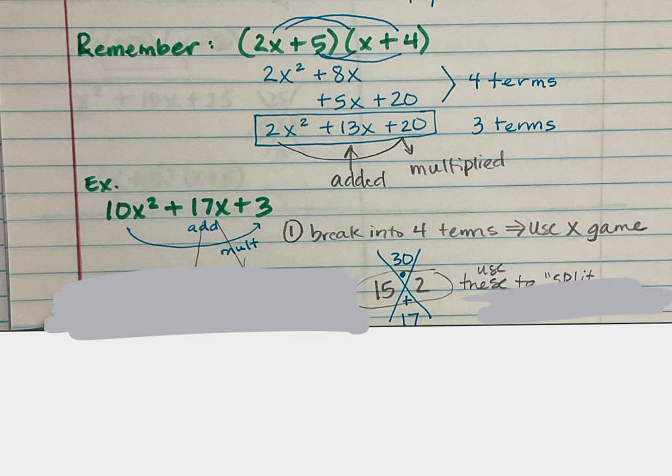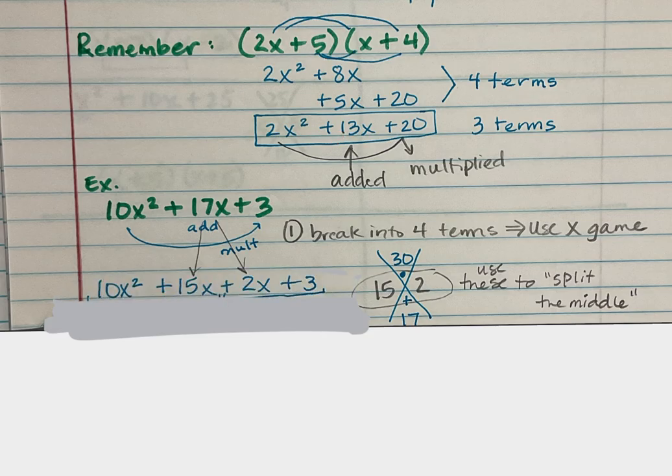We are going to use these numbers to, quote unquote, split the middle. So let me show you what I mean by that. The middle term here is 17. Remember, that came from adding two terms together. So now I'm going to split that apart because I want four terms in the end. So this is going to become 10x squared plus 15x plus 2x plus 3. One of the questions I often get is, does it matter which order I write these? And the answer is no, the grouping will work out fine.